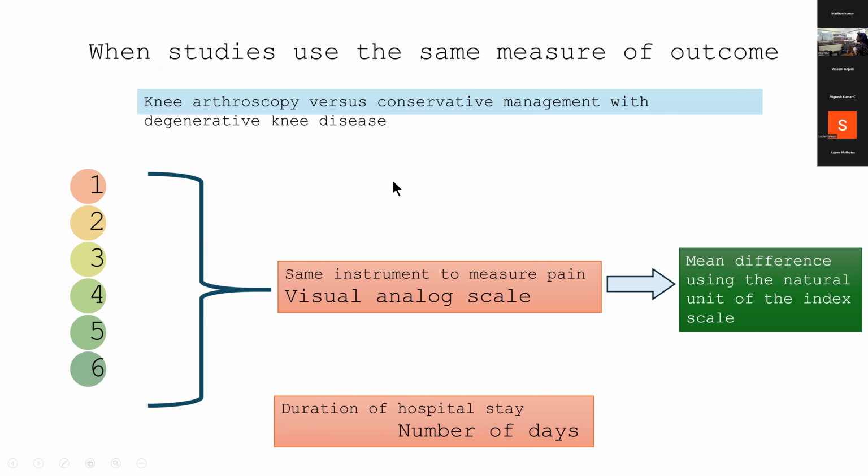Sometimes you'll have studies which use the same measure of outcome. So for example, you're looking at knee arthroscopy versus conservative management in osteoarthritis. Suppose a systematic review has 6 studies. Each of the studies has presented pain using the visual analog scale. This makes it very easy. So finally, when you have to interpret the data, you look at the mean difference using the natural unit or the index scale, which is the visual analog scale.